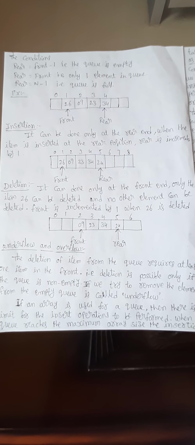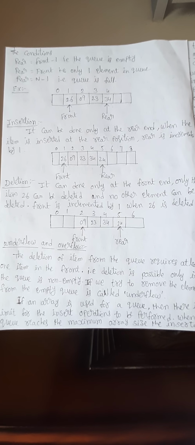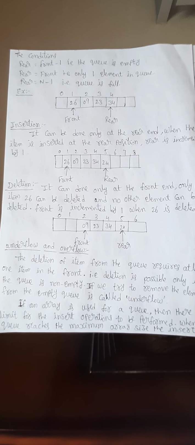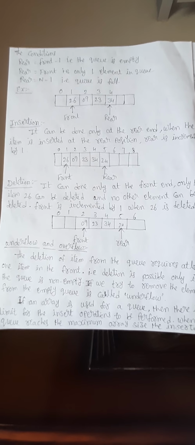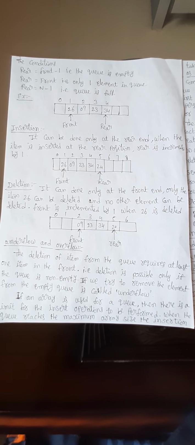If you want to delete an element, the queue must contain at least one or more elements. If it is empty, we cannot delete an element from the queue. That condition is called underflow. And what is overflow? If you want to insert an element, at that time we have to check whether the queue is full.